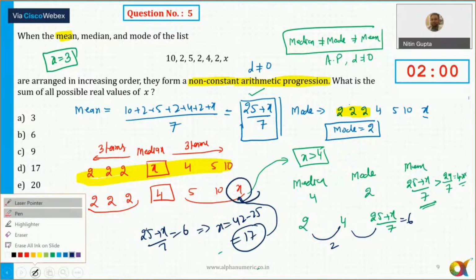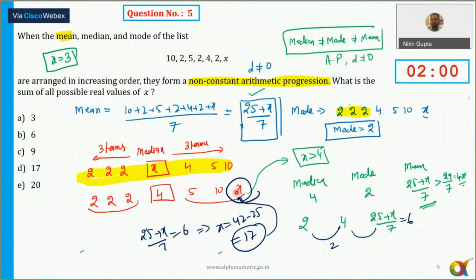Just look here, all of you. If x is 17, so 5, 10, 17. Yes. So it means there are 2 possible values of x. One of them is x equal to 3 and the other is x equal to 17. So the correct answer is 3 plus 17, which is 20. So the correct answer is option E, which is 20. Any doubts to anyone? A difficult question, not very straightforward.